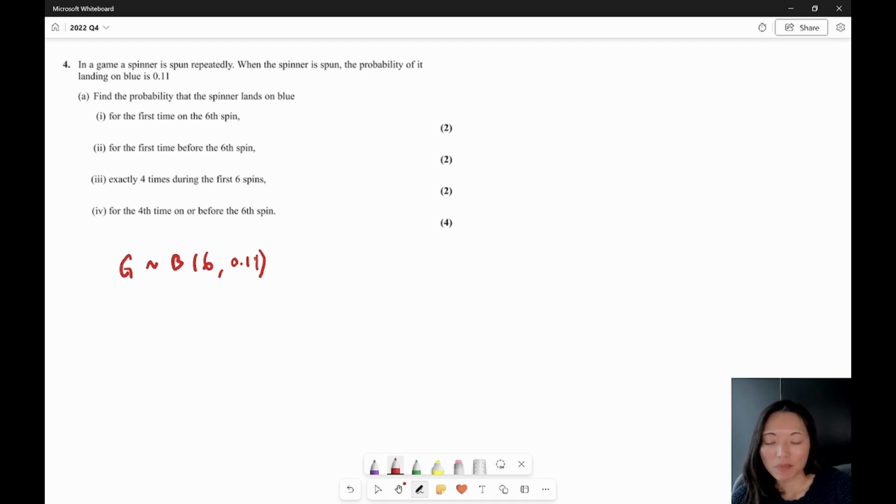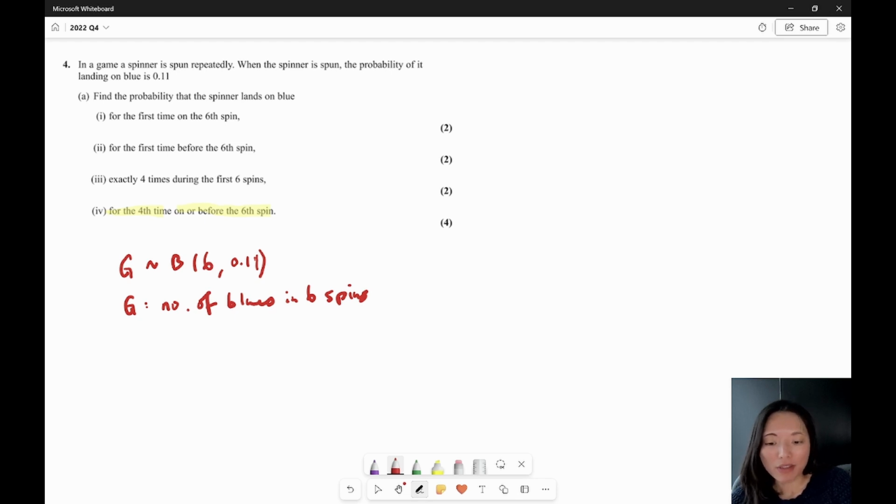Now, what is the probability equation that I want to be working out here? If I want to know the probability that the spinner lands on blue for the 4th time on or before the 6th spin, we have defined that G follows the binomial distribution with 6 events and 0.11 probability of success. So basically, G is the number of blues in 6 spins. Now, if I spin the spinner 6 times and I want the spinner to land on blue for the 4th time on or before the 6th spin, it means that when it gets to the 6th spin, I need at least 4 blues to have appeared.